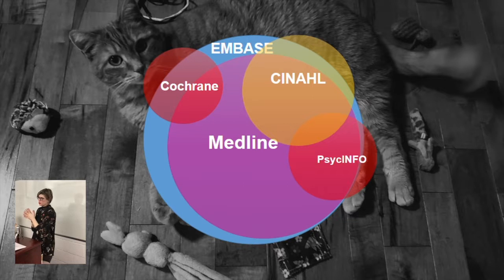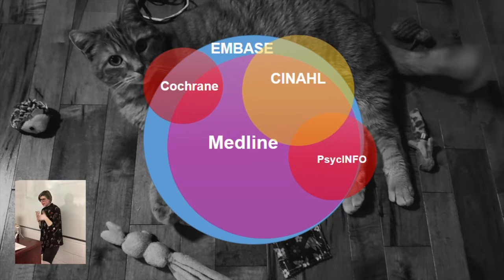CINAHL is your go-to for comprehensive coverage in nursing, allied health, and qualitative research. And PsycInfo is up there because it's got quite a lot of good stuff in it, and you never really know what you're going to find. And it's definitely a good place to look if your topic at all leans into a psychology topic.